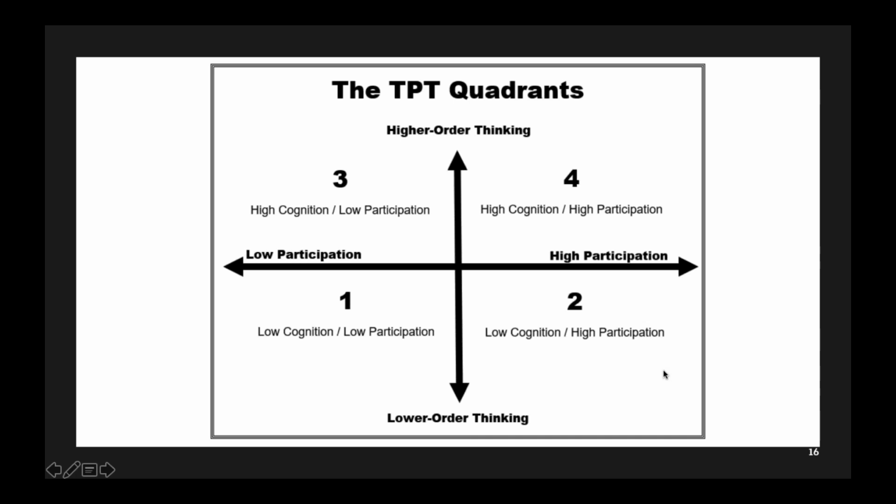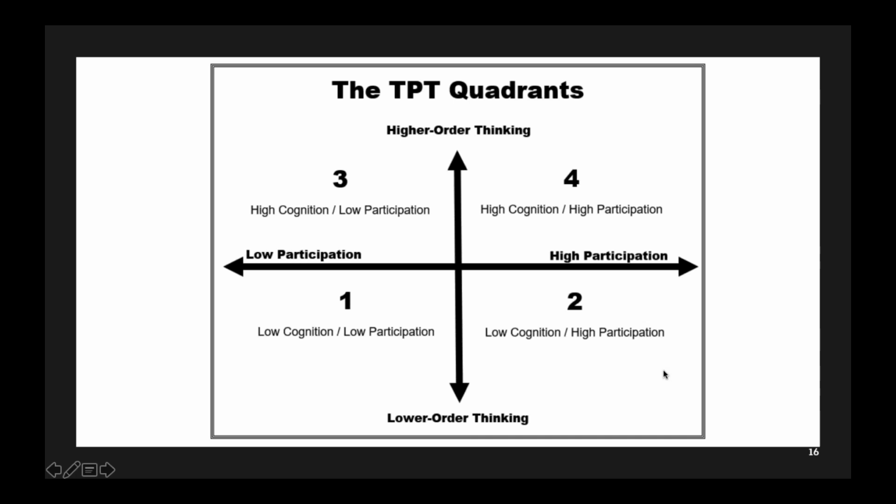If we move over to quadrant 2, we're still at the lower level of thinking, the lower level of Bloom's, possibly at remembering and understanding, simply having students regurgitate information back to us, but we have high participation. In quadrant 2 is where direct instruction must start. We have to start at the remembering and understanding level, but we need to have high participation.